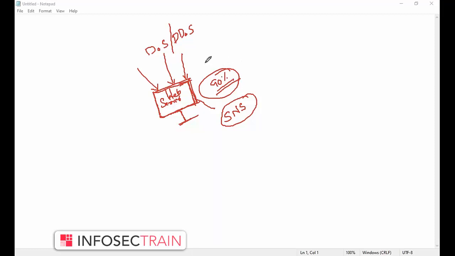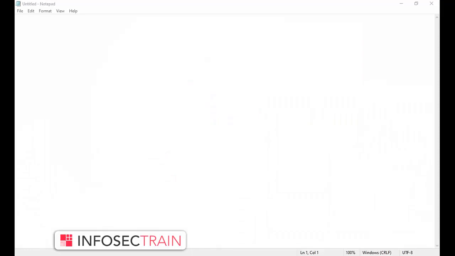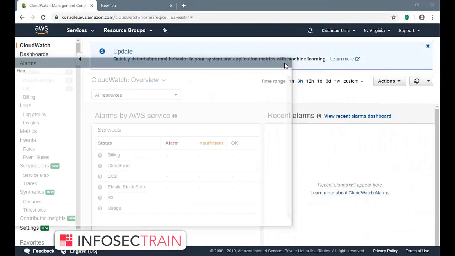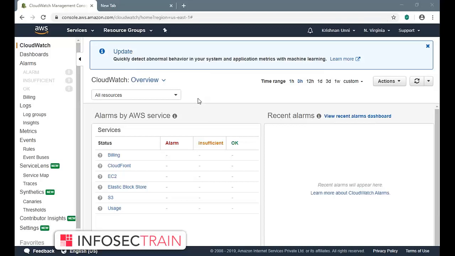So CloudWatch can automatically trigger an action called auto scaling. So CloudWatch is not only for monitoring, it can trigger actions as well. Not all the actions, but at least some actions it can take. So if you configure that properly, CloudWatch can also take some actions. Is it clear? So CloudWatch is a service which we have to learn in depth.